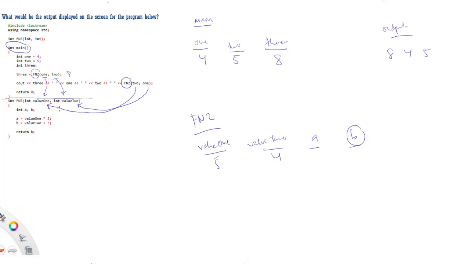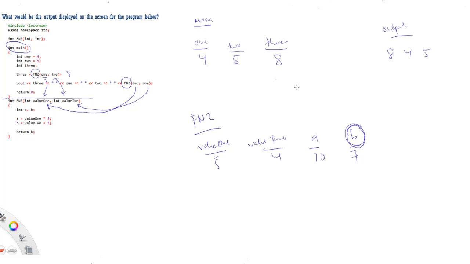So it's 4 here. Okay, so in AB, A equals to value 1 times 2, A equals to value 1, which is 5 times 2, so this is 10. All right, so B equals to value 2 plus 3. Value 2 is 4 plus 3, which is 7. All right, so return B, it will return B here.